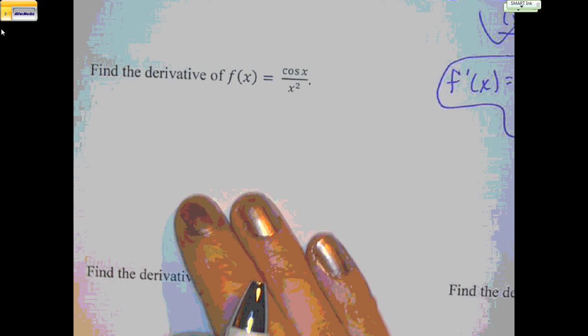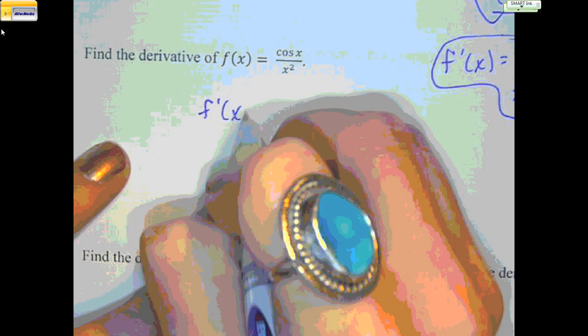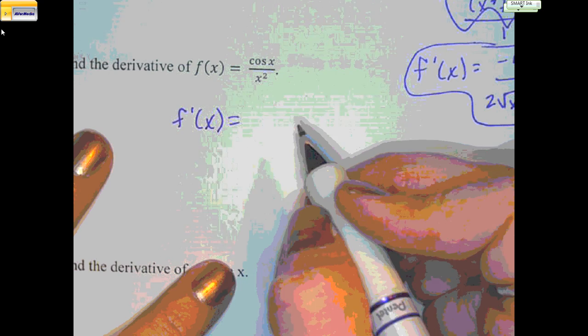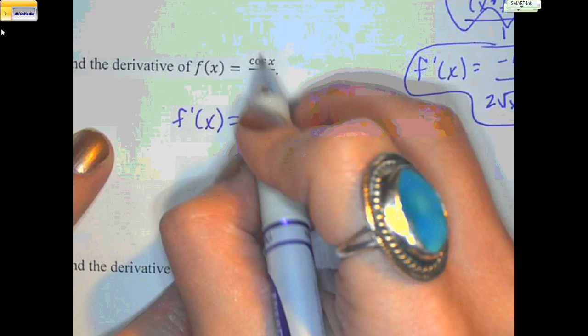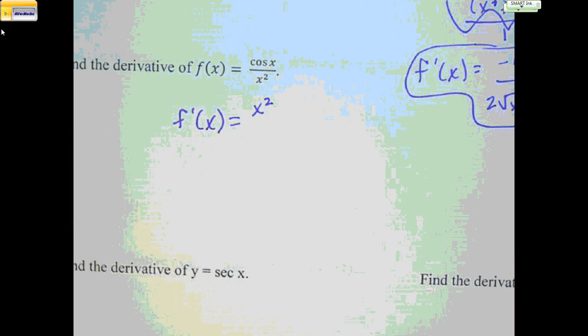Notice this one has much less white space. That's good news for you. Here we go. Are we going to use the product rule or the quotient rule? Quotient. What do we start out with on the quotient rule? Booker T. Cameron set up. So, the bottom times the derivative of the top. And what is the derivative of cosine of x?